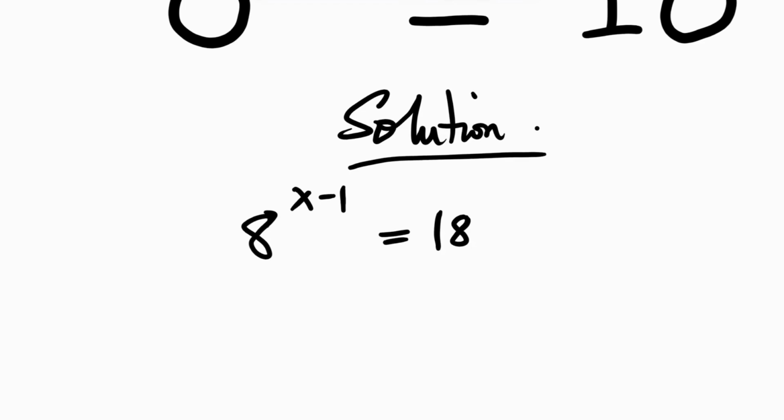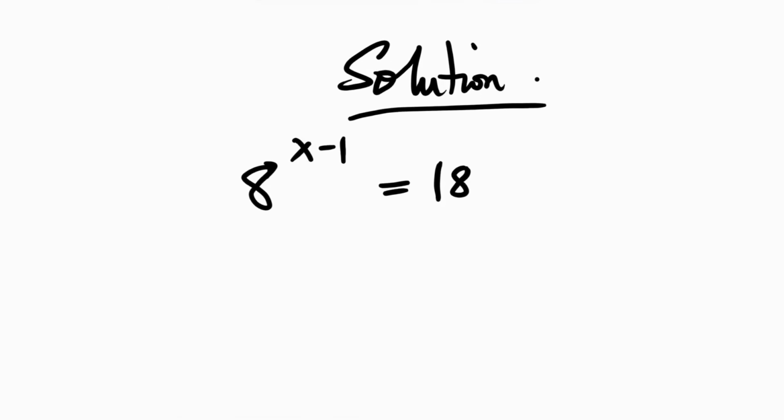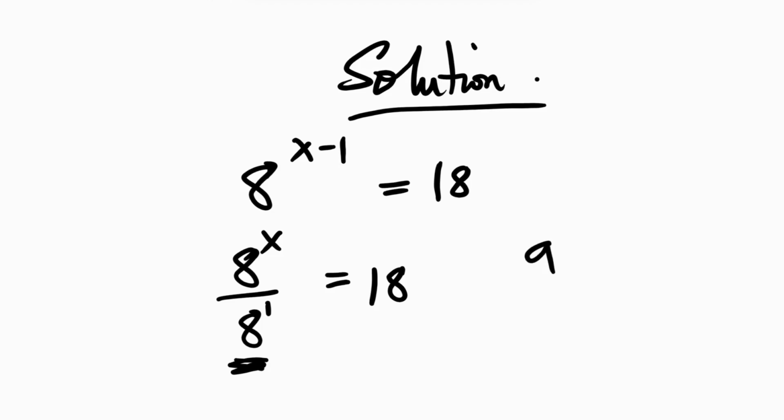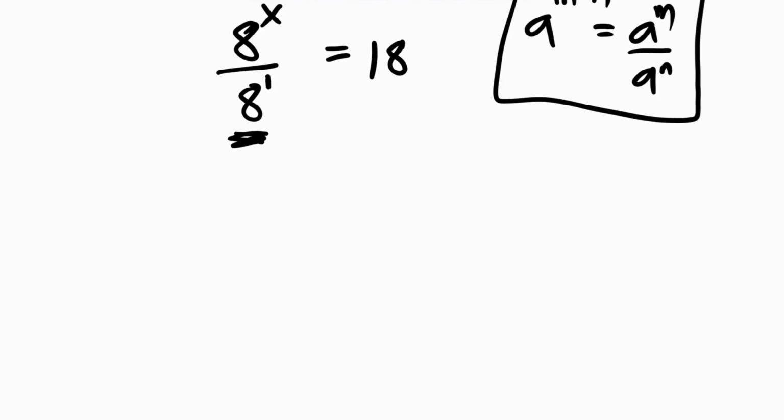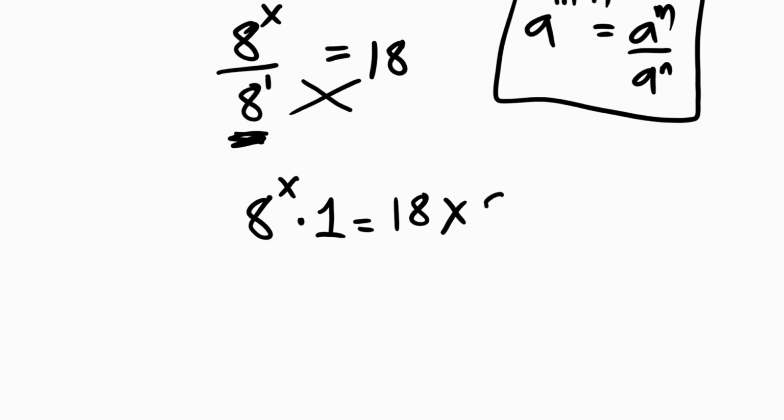So now what we need to do is to rewrite the left-hand side. The left-hand side now becomes 8 raised to power x divided by 8 raised to power 1 equals 18. We were able to do that from the formula: we know that a raised to power m minus n is equal to a raised to power m over a raised to power n. Okay, so now if we carry on, we have 8 raised to power x. We can cross multiply. This becomes times 1, and then we have 18 times 8.